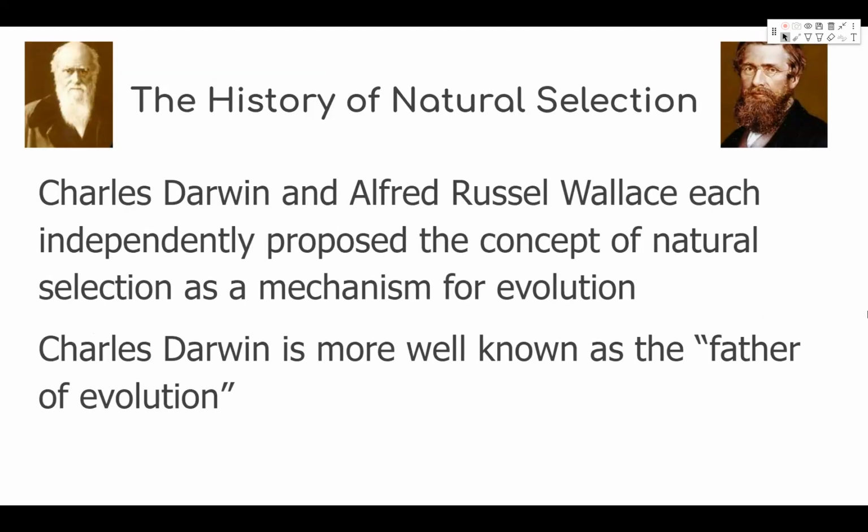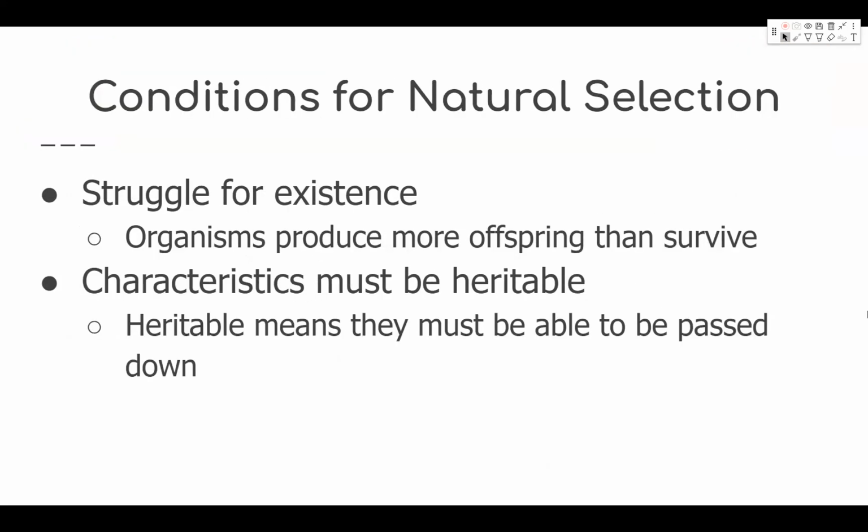In his description of natural selection, there were 4 prerequisites, 4 conditions that have to be met in order for natural selection to take place. So we're going to talk about those 4 prerequisites. The first one is a struggle for existence. Some organisms need to produce more offspring than can survive. That's thing number 1. There has to be a struggle.